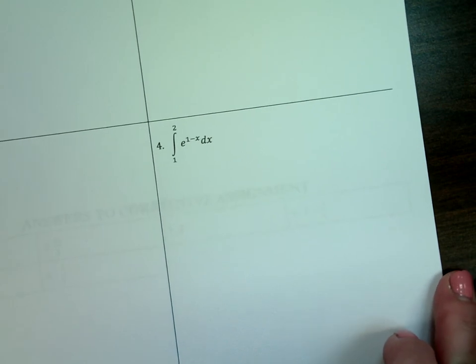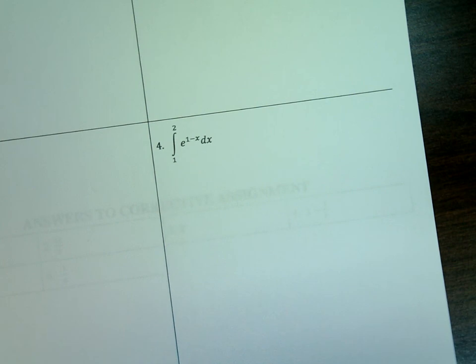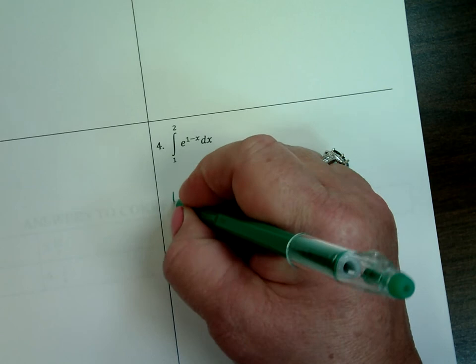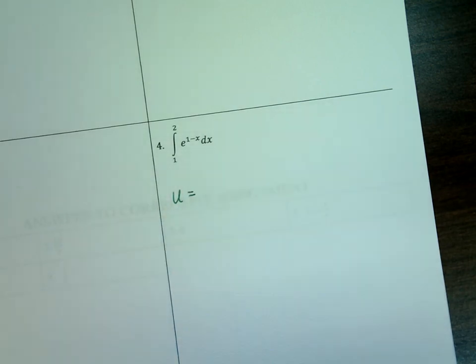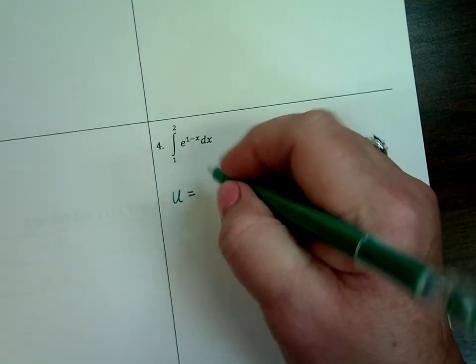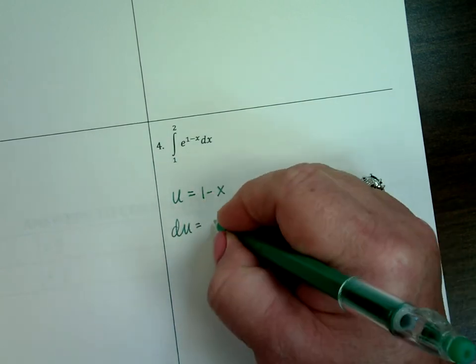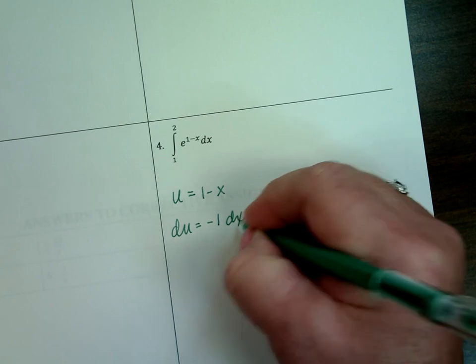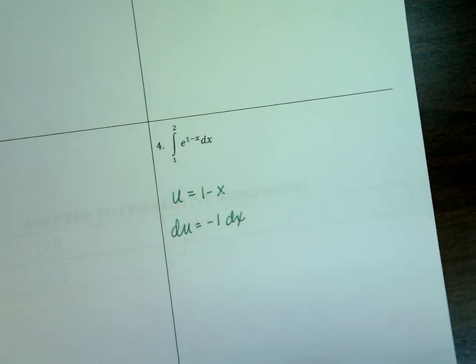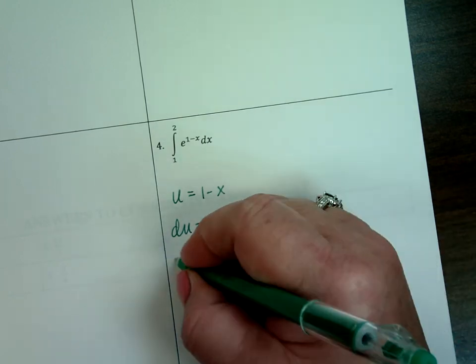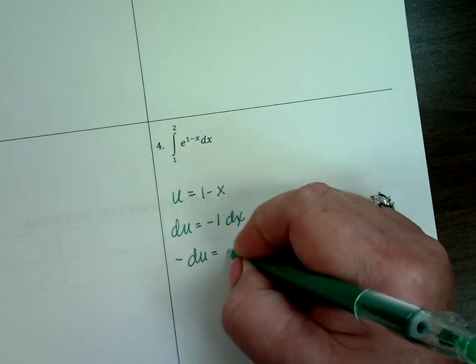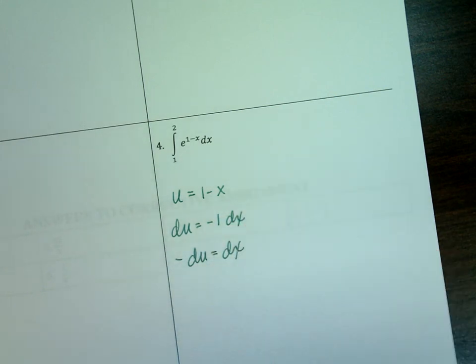Well, you do exactly the same thing you were just doing. You've got to figure out what the u is. And my u, in this case, guesses? Anybody? 1 minus x. 1 minus x, great. It's whatever that power is. Right, good thinking. So it's 1 minus x. That makes my du a negative 1 dx. I don't have the negative, so I'm going to make it a negative du equals my dx. Now I kind of did that a little bit fast.